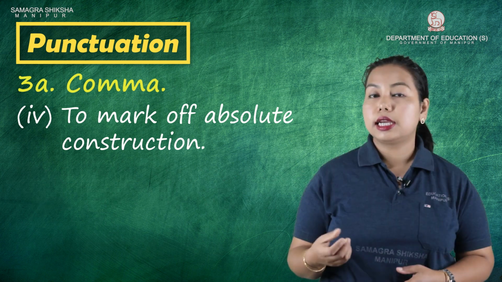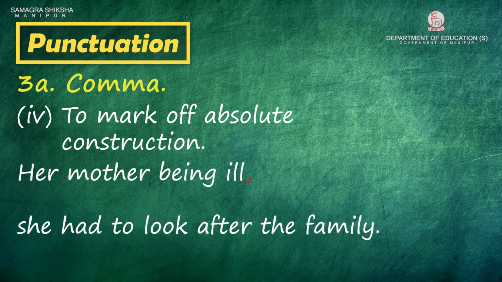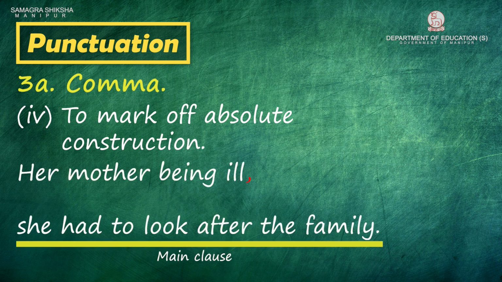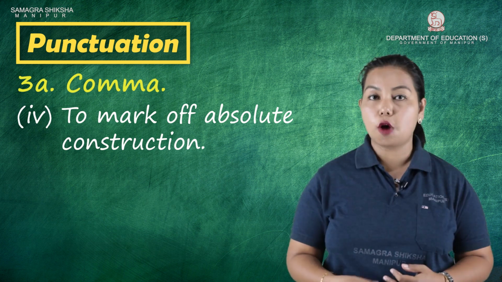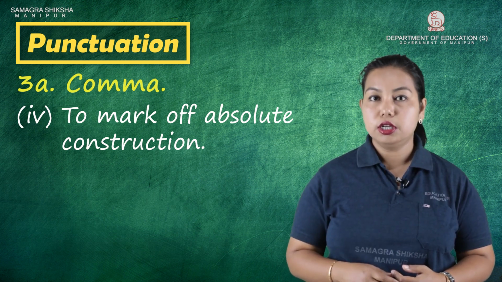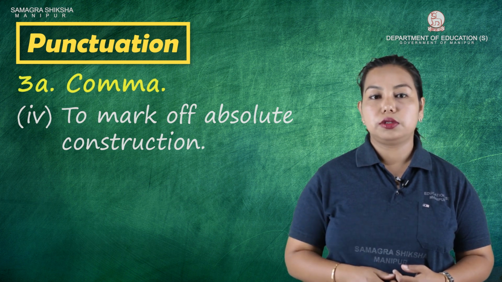So let me take the help of another example. Her mother being ill, she had to look after the family. So the main clause is she had to look after the family. But from the absolute phrase, her mother being ill, we come to know why she is looking after the family. So this is an example of absolute construction. So we need to use a comma after the absolute construction.